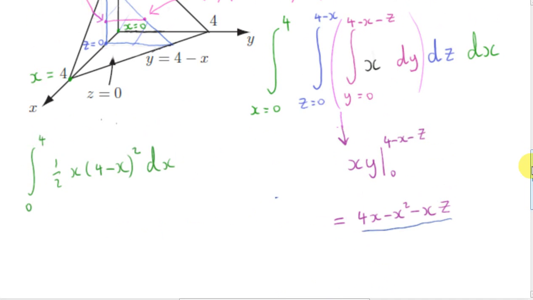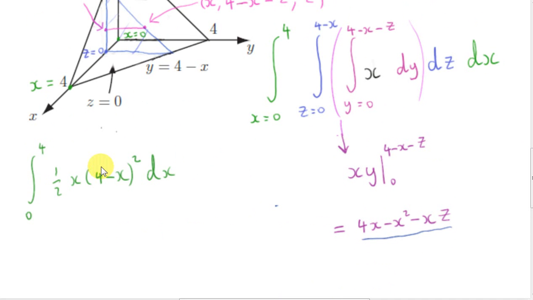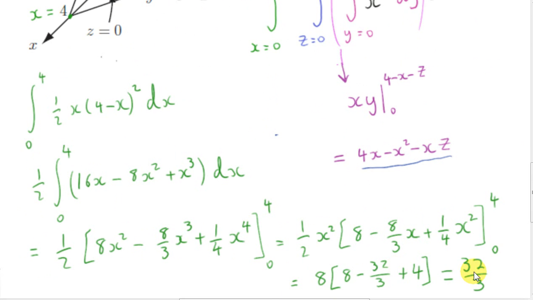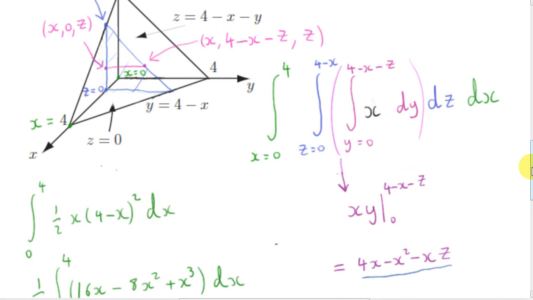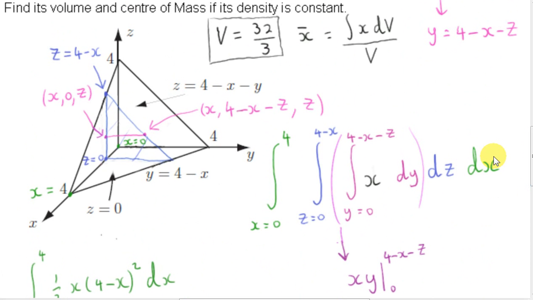So now for our last integral, we have to integrate with respect to x what we just found from x equals 0 to x equals 4. We can take out this half and we can square this out. We get x times 16, minus 8x by x, minus 8x squared, and then we have plus x squared by x, that's plus x cubed. So if we work out all of this, we get 32 over 3. By the way, it's just coincidental that the x coordinate of the center of mass is the same as the volume.